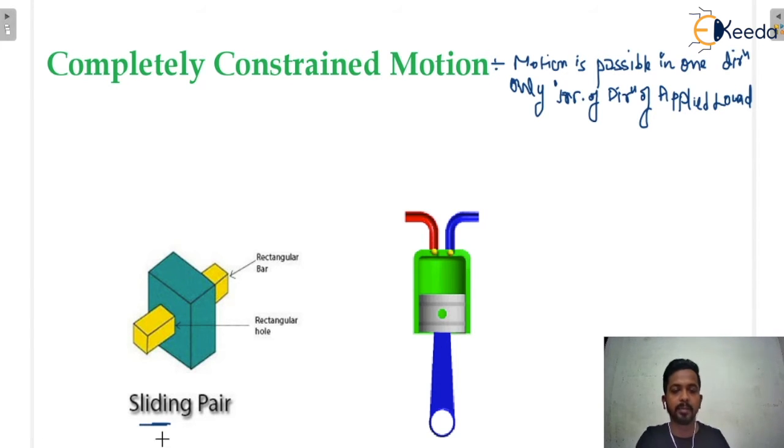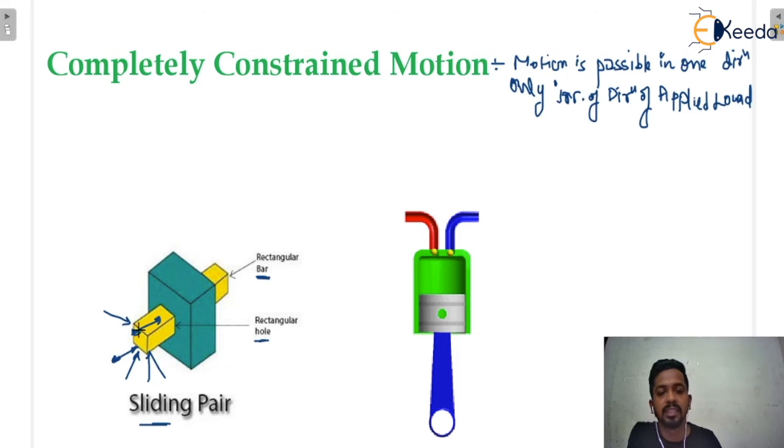See the example, that is the sliding pair. You can see here the rectangular bar can reciprocate in the rectangular hole only. No other motion is possible here. The rectangular bar cannot rotate. So only one motion is possible, that is sliding, that is reciprocating. You can say translation also, but basically no other motion is possible here. It doesn't depend on the direction of applied load, whether you apply it in this direction or in this direction. It will move in only one direction. That means only one motion is possible.